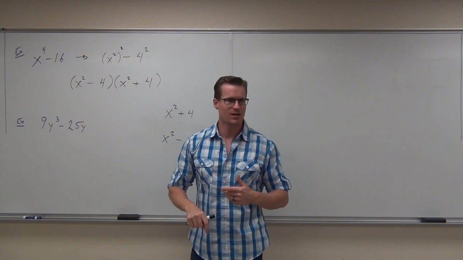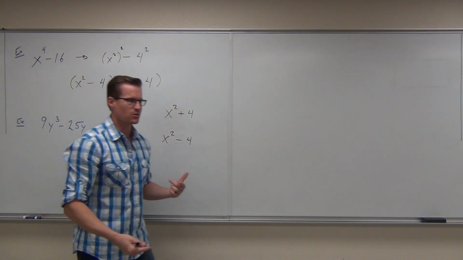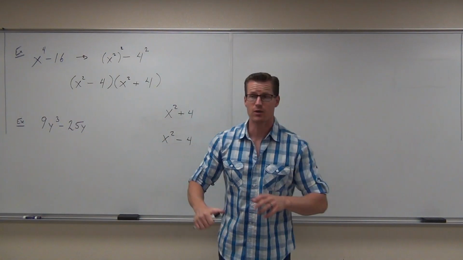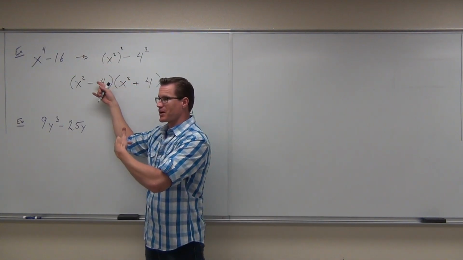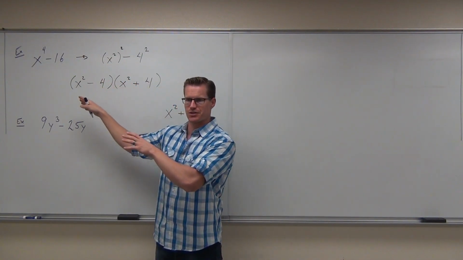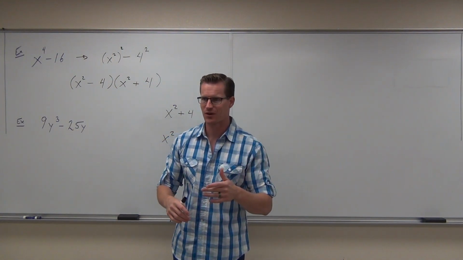Do you see the difference? So if you can factor any piece of this, you need to continue. So factorization is not a one and done type of idea. You nailed it as far as factoring the difference of squares, but there's another difference of squares in there. So don't stop if you can continue factoring at all. Is that clear for you?